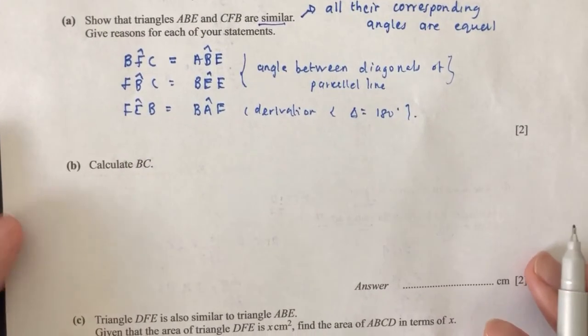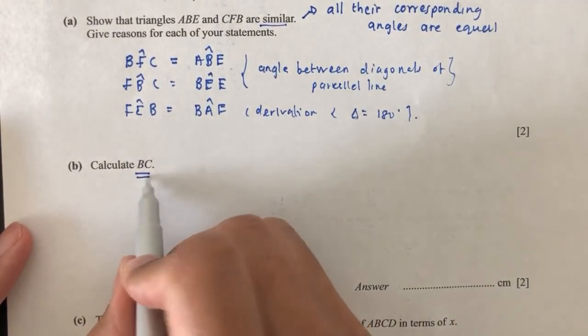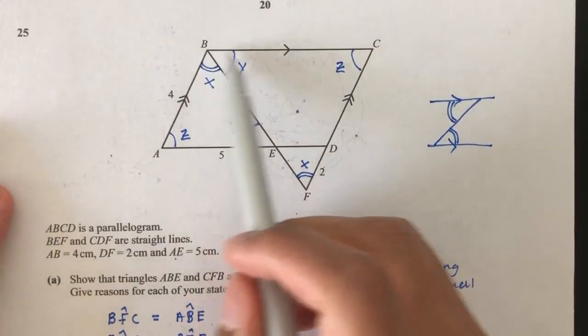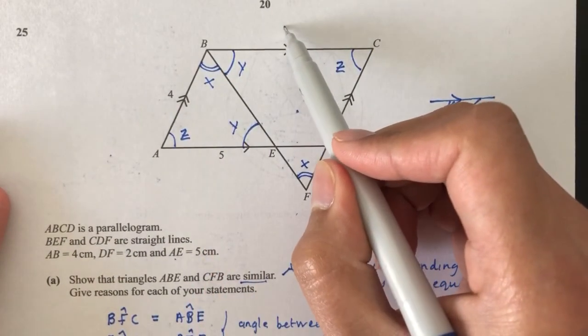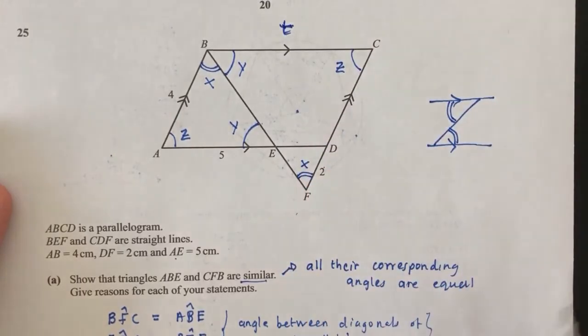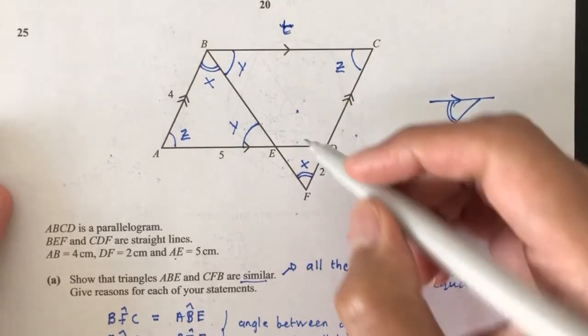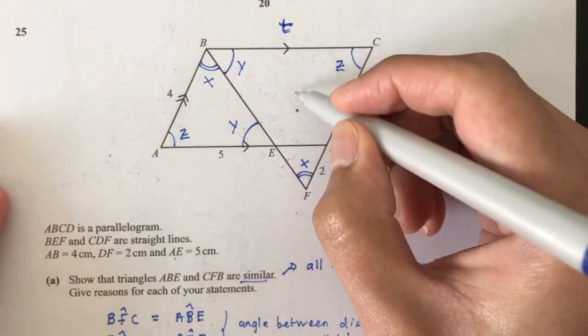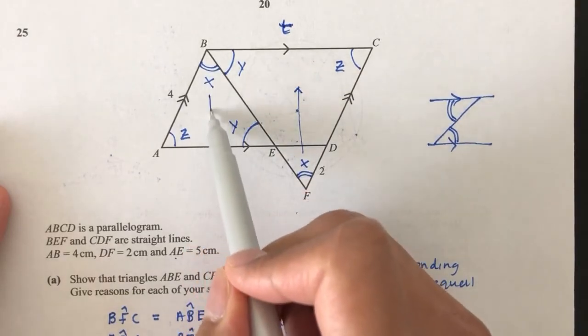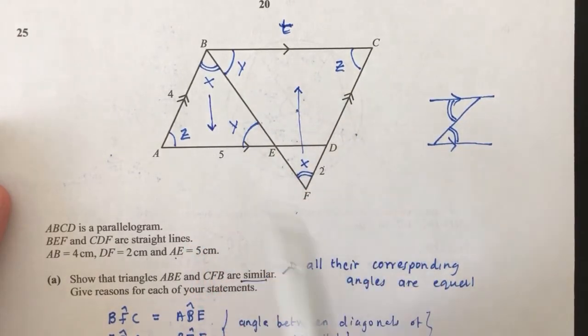So now moving on to part B, calculate the length of BC. So where is BC? BC is this length. Let's name it the length T. We have to find the length T. So length T is opposite to the angle X, right? So here the side opposite X will be 5.